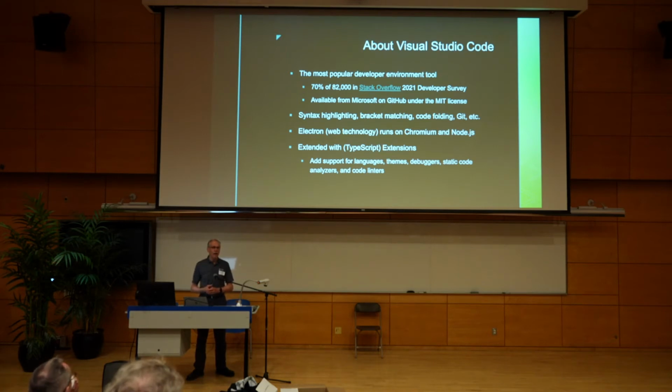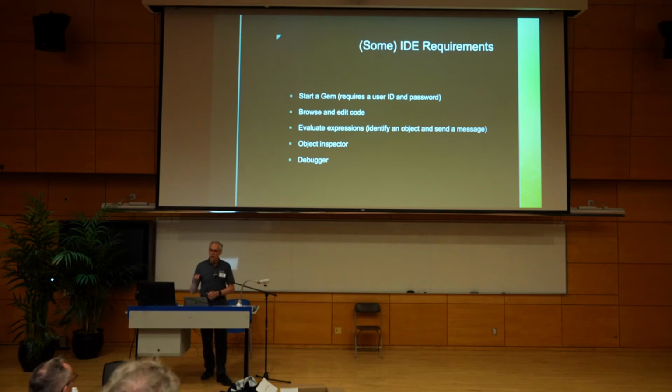It uses a framework called Electron, which is a combination of HTTP-style technologies, so HTML, CSS, JavaScript, with the JavaScript being run on Node.js. So when you're running VS Code, you're running JavaScript on Node with the Electron framework. VS Code is extensively customizable, and there are extensions that you can create supporting languages, themes, debuggers, code analyzers, and so on. So we're looking for the ability to start up a gem, provide a user ID and password, browse, edit source code, evaluate expressions, inspect objects, do debugging, and so on.